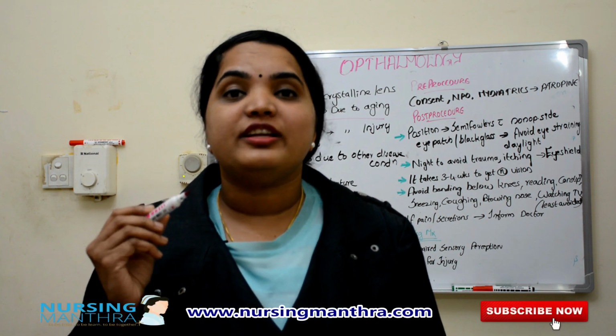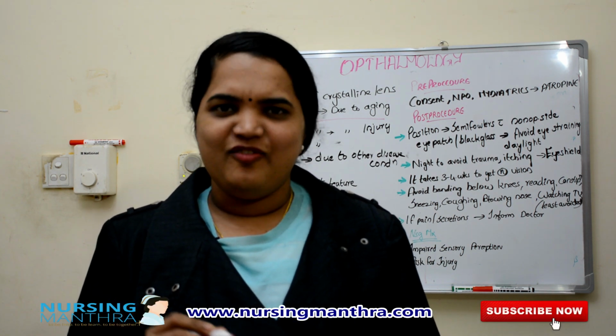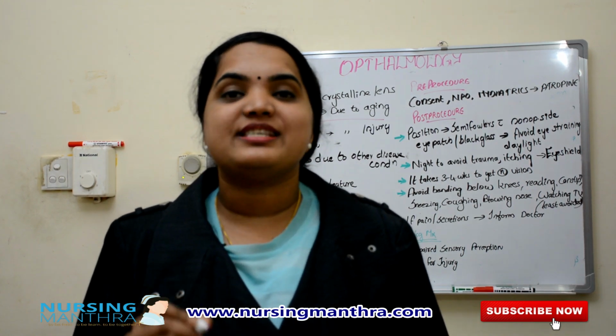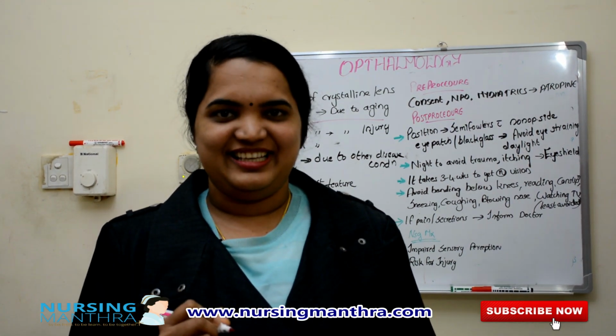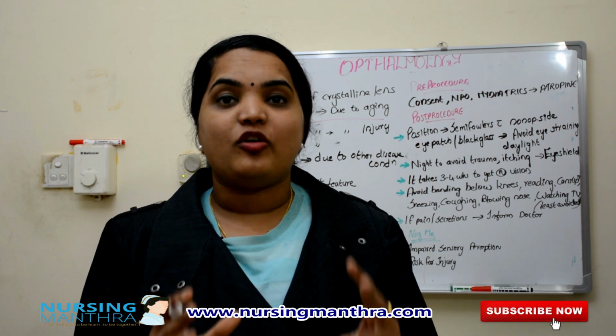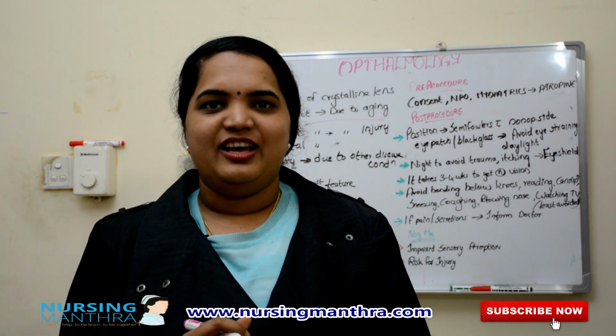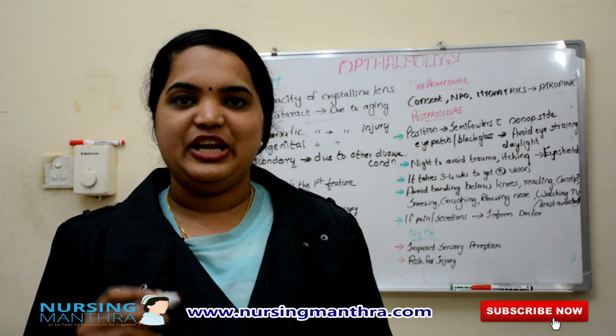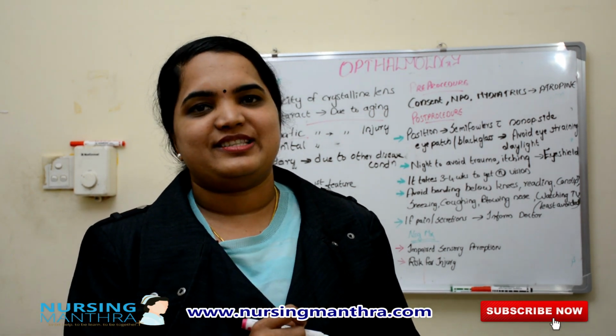Next, our important topic is cataract. What is cataract? Cataract is due to the opacity of the crystalline lens. So we have mainly 4 types of cataract. The first one is senile cataract. Senile cataract is due to the aging process.